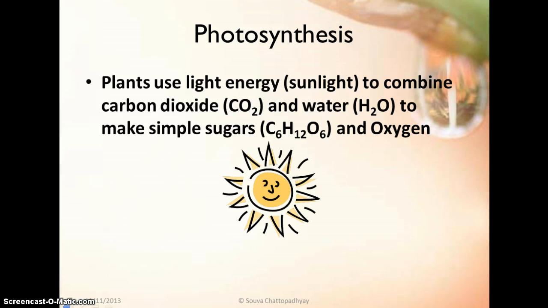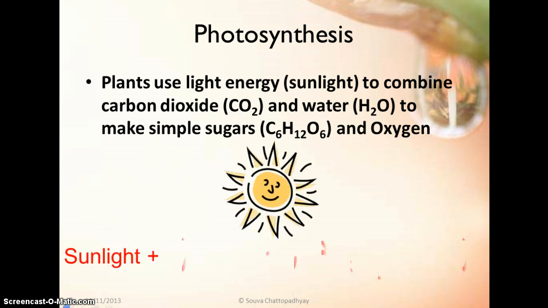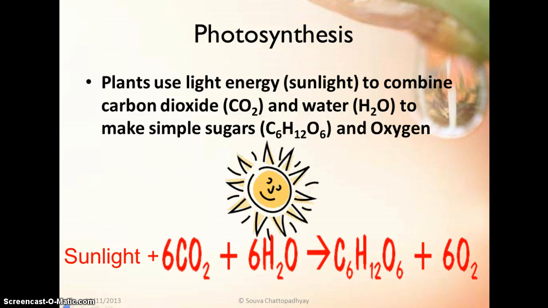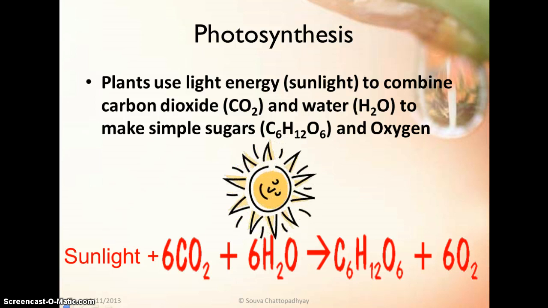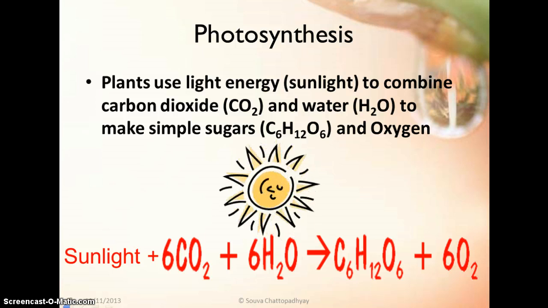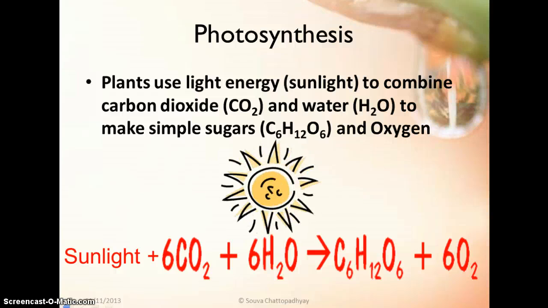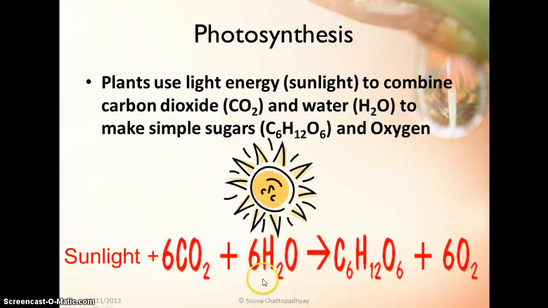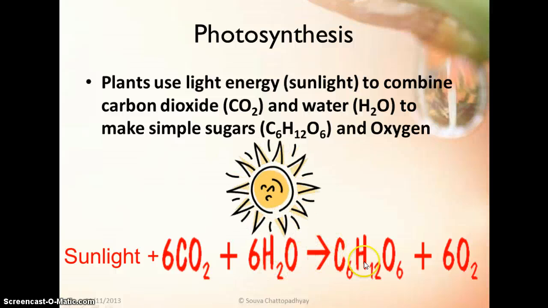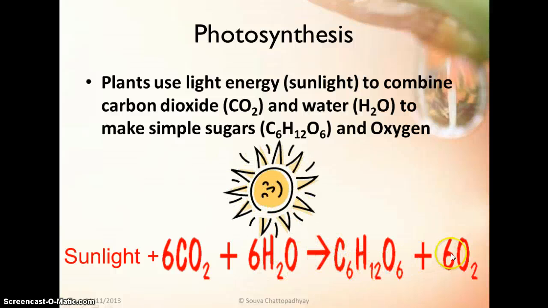They use sunlight energy and combine that with the carbon dioxide that they absorb from the air and water that is absorbed from the ground through the roots to make sugars and oxygen. They use the sugars for food and then they release oxygen. The chemical equation for that is sunlight plus carbon dioxide plus water yields sugars and oxygen.